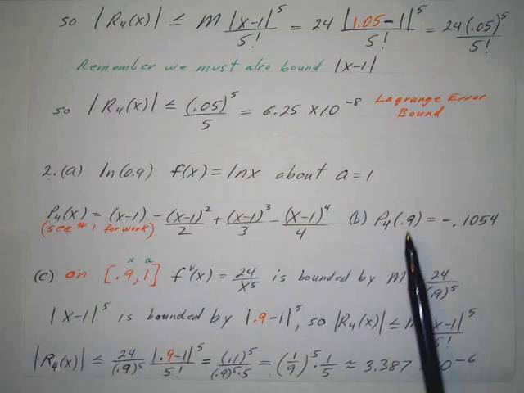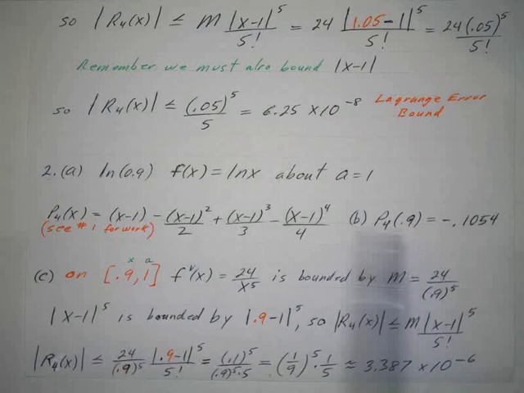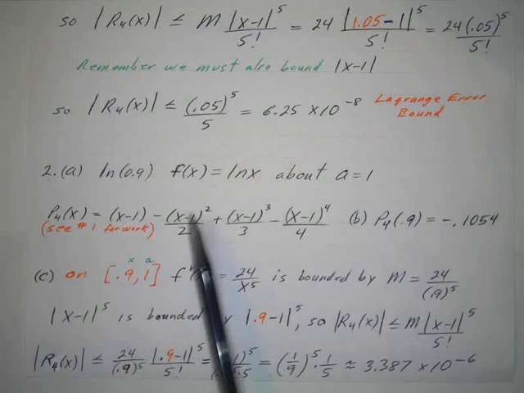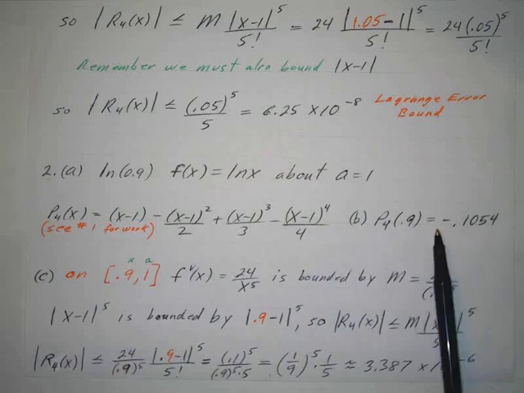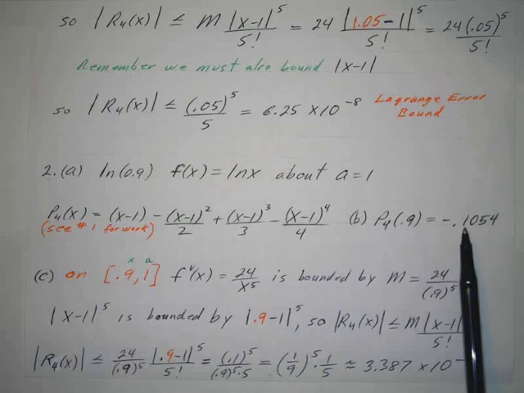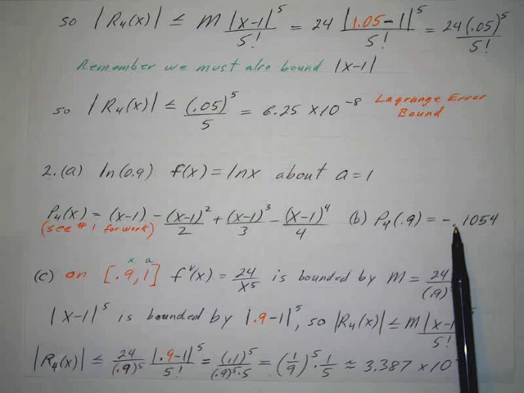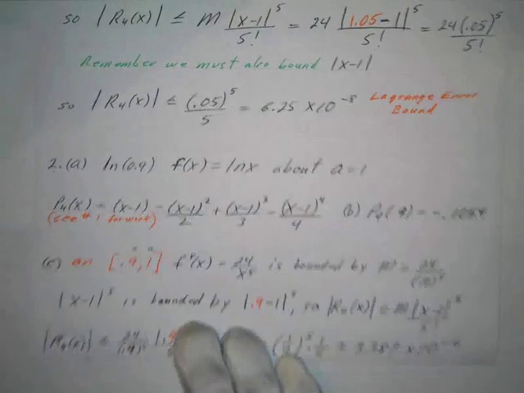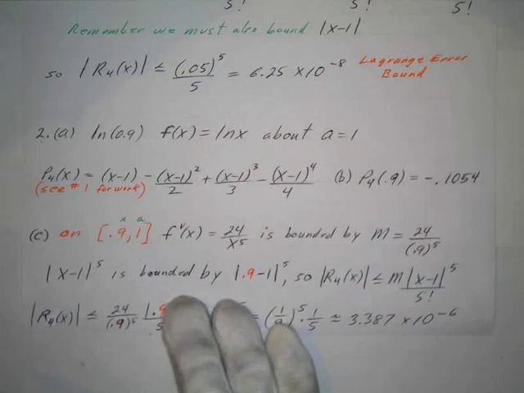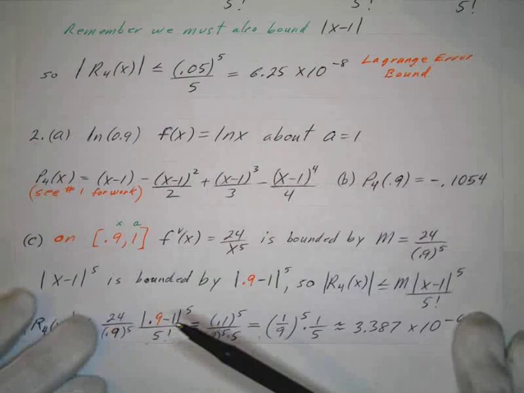And then part 4 of 9, part 4.9, I put 0.9 into this. If I still had my calculator from number 1, it would be fine. I just var y vars it again. Put 0.9 in there. I got negative 0.1054. Okay, so that's the A and the B part. Those were easy. Now, the C part is the bound.